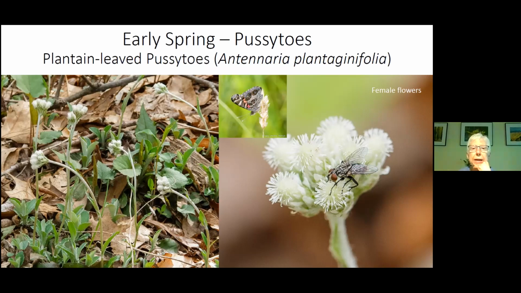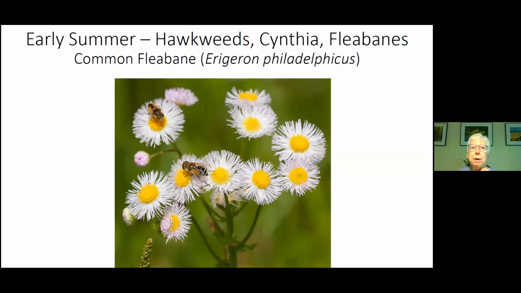The hawkweeds and cynthia and fleabanes are all early summer bloomers typically, although fleabanes seem to go throughout much of the summer. And they're all members of the Aster family. Some have just ray flowers like the hawkweeds. Some have both ray flowers and disc flowers like the fleabanes.